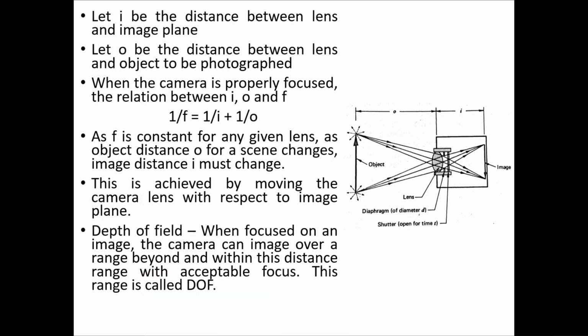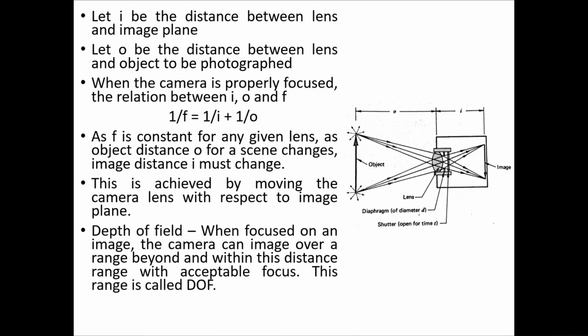So I've kept the same image here again. Let I be the distance between the lens and the image plane. You can see I here, right? Distance between the lens and the image plane, and let O be the distance between the lens and the object to be photographed. When the camera is properly focused, there is a relationship between I, O and the focal length. That is 1/f = 1/I + 1/O.